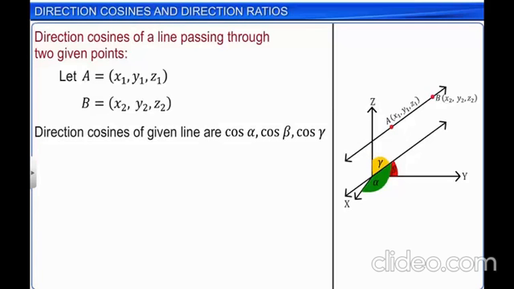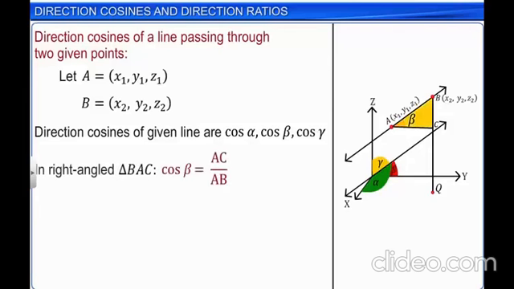Draw a perpendicular BQ from point B to the xy plane. Now, draw a perpendicular AC from point A to BQ. From the two similar triangles shown in the figure, we find that angle BAC is equal to angle beta. In right-angled triangle BAC, cos beta is equal to AC upon AB. Let this be equation 1.